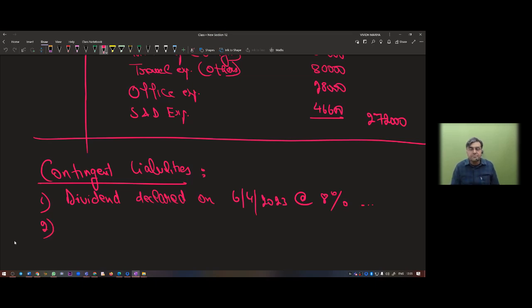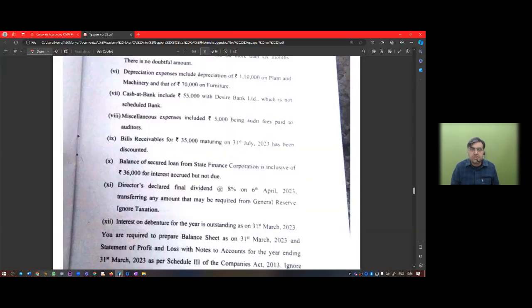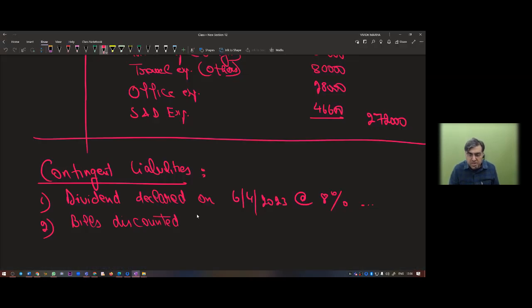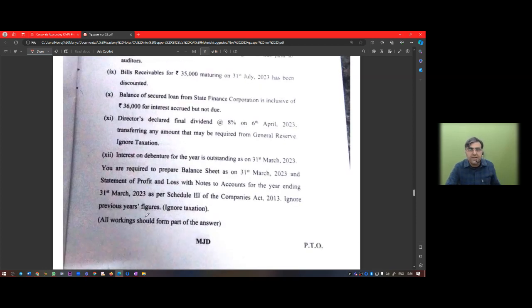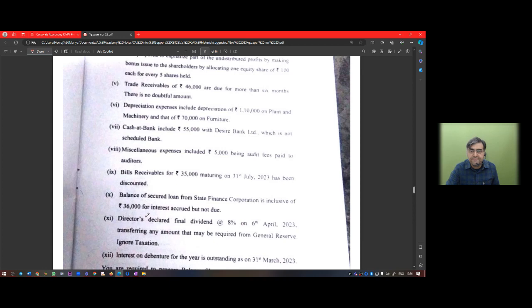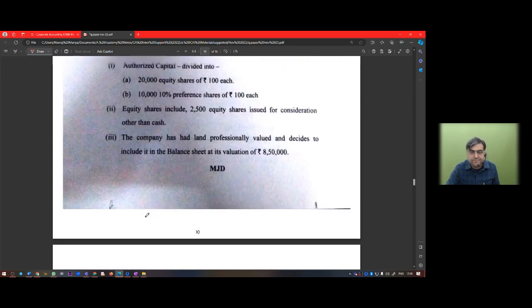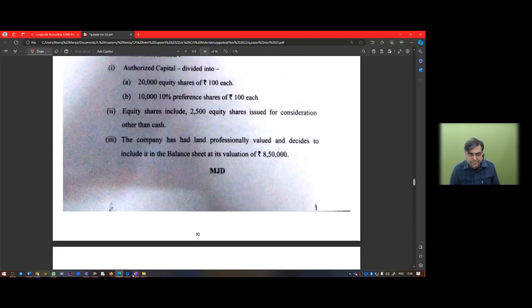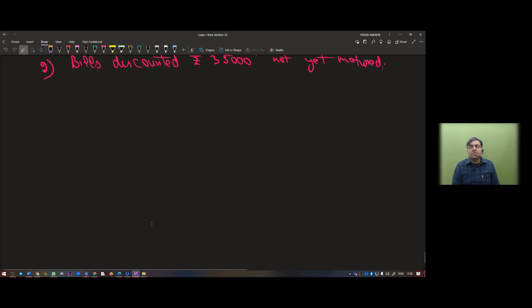Next. Bills discounted. Where are bills discounted? Bills receivable discounted, rupees 35,000. Not yet matured. Point number two. Next. Wait, wait, guys. Patience, guys. Wait. That's contingent liabilities. Now, a working note, something like that, if required, working note.